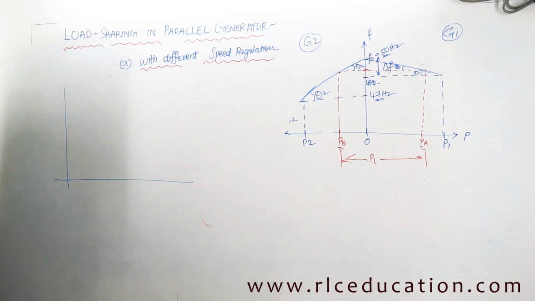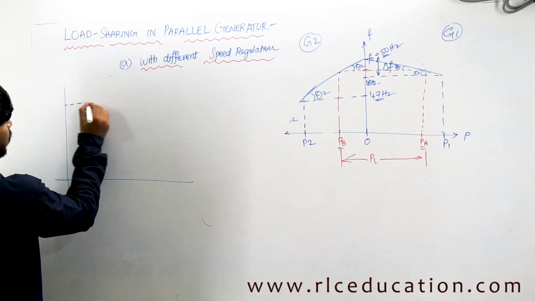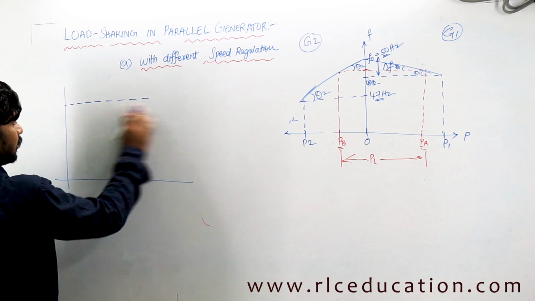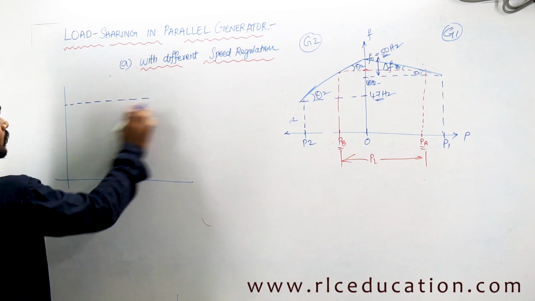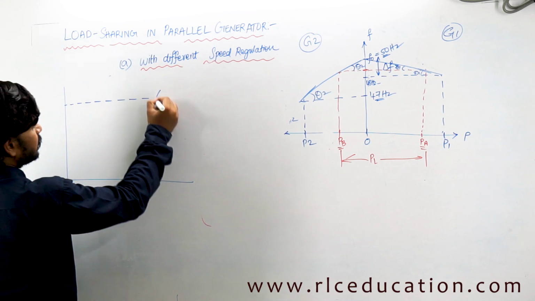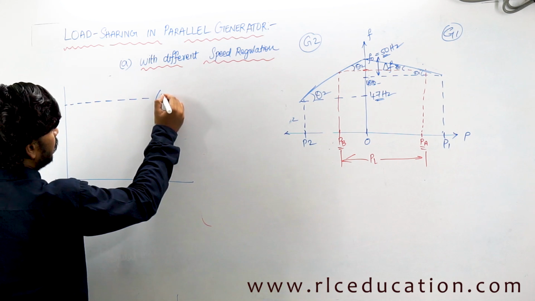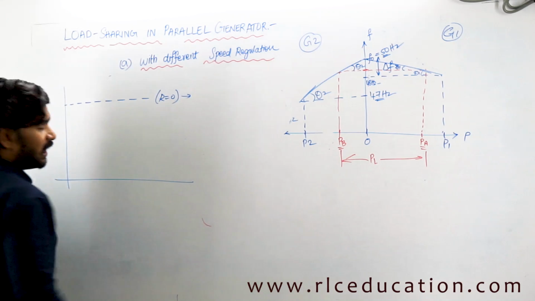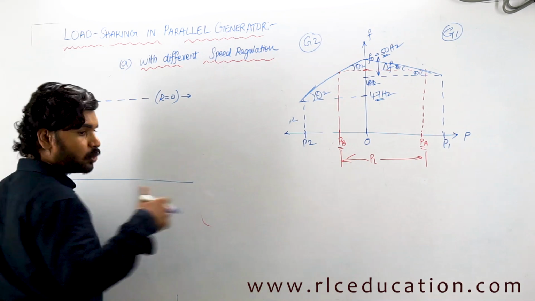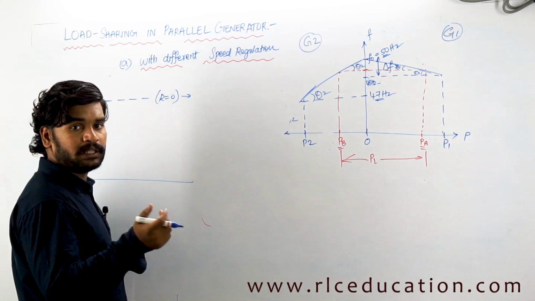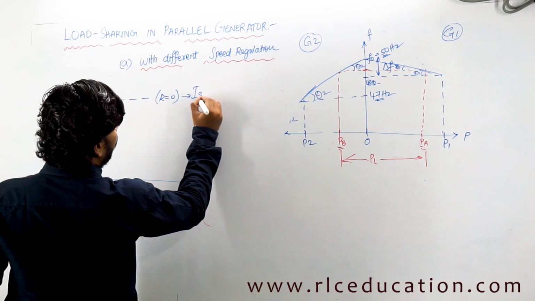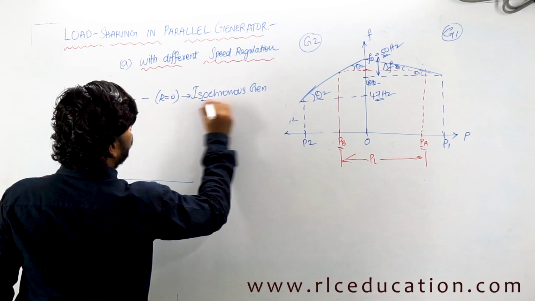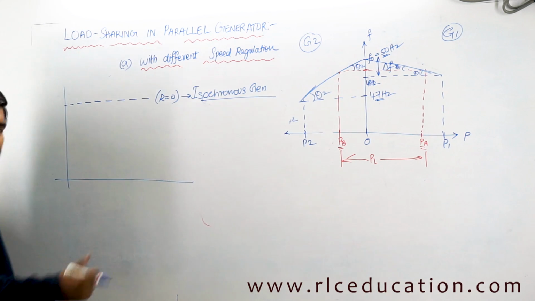Let us say there are some generators operating in parallel and their regulation characteristics are in this way. One generator is having a regulation characteristic in this way. That means there is no change in frequency. That means the regulation is equal to 0. Such a generator whose regulation is equal to 0, that means there is no change in frequency for any change in load, is called an isochronous generator. Okay, this can become an important MCQ. An isochronous generator is one whose regulation is 0.